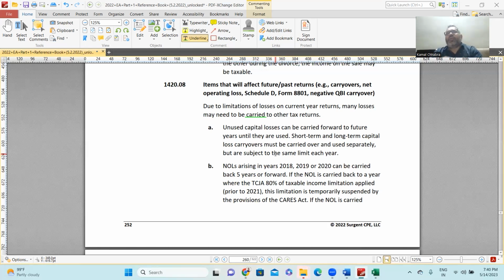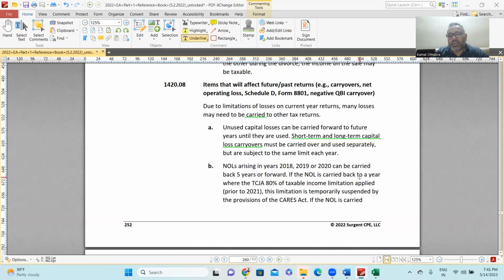We discussed in chapter 2 in detail the carry forward of capital losses, right? Short term losses, long term losses, the netting off process, that also we have discussed, and then we discussed the carryover process also. Short term and long term capital loss carryovers must be carried over and used separately but are subject to the same limit each year. Hope you remember the short-term gain, short-term loss, netting off process, and the carry forward of the losses which we discussed in chapter 2.